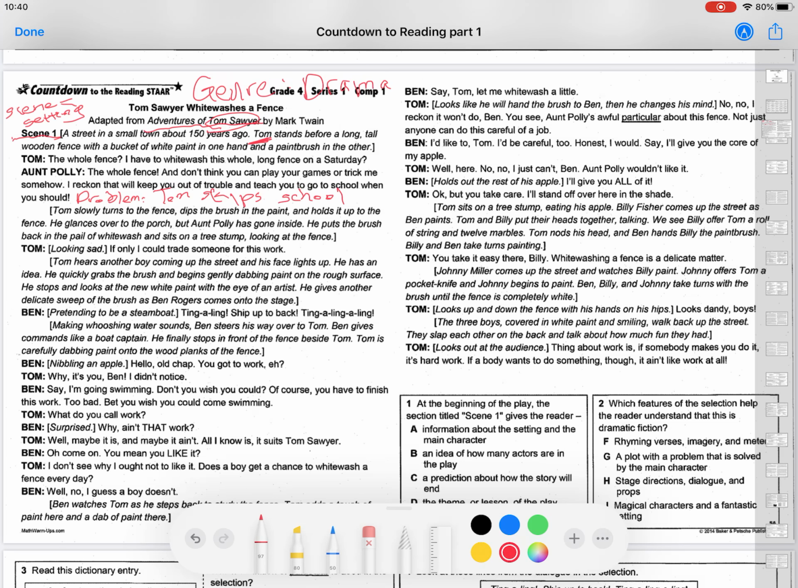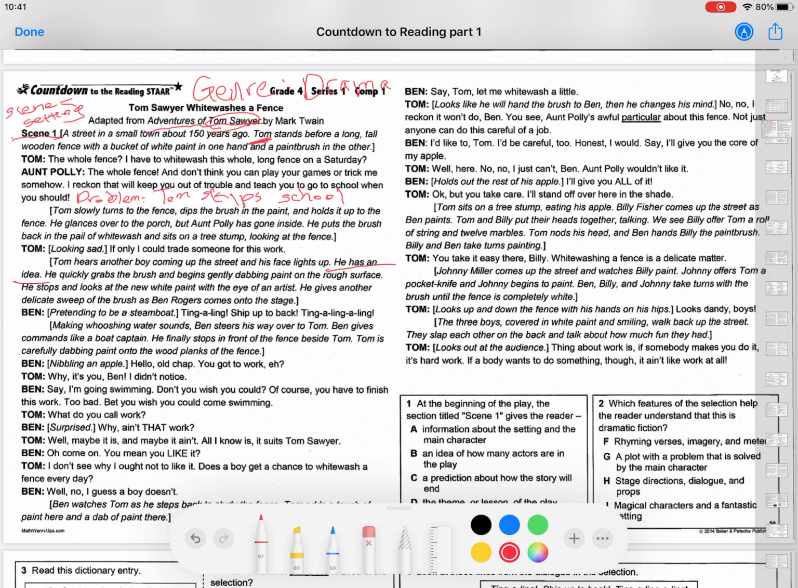So we know that Tom is already doing exactly what Aunt Polly said he shouldn't do, which was try to find a way out of this work. Tom hears another boy coming up the street and his face lights up. He has an idea. Let's underline that. He has an idea. Tricky old Tom.